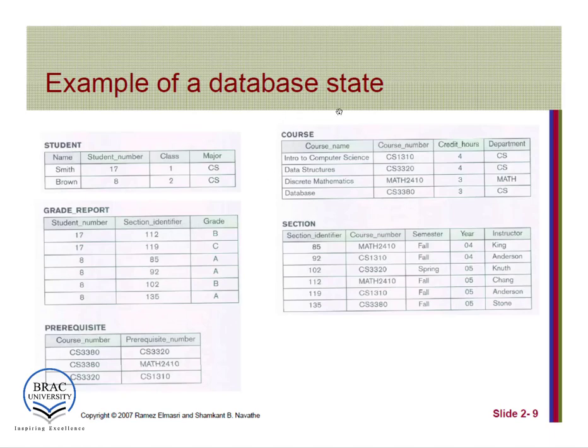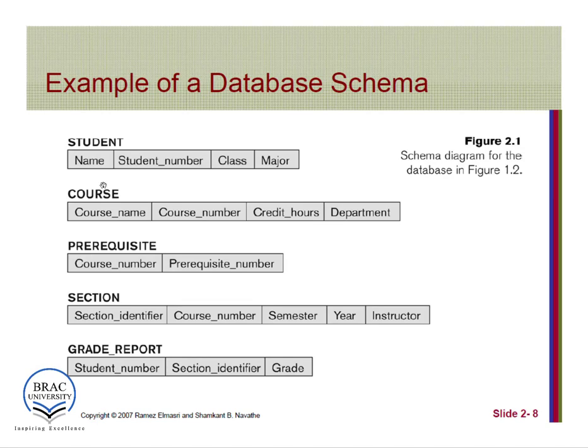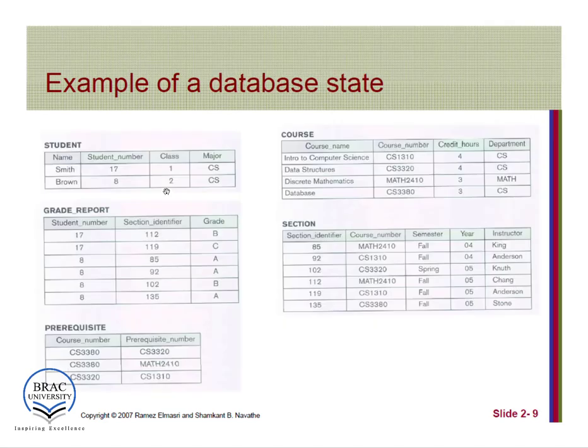Notice that in the database schema, only the structural information is shown, but no data is actually shown. So we don't know who the students are, what the names are. That is not shown in the schema, but that is shown in the database state. Here we can see who the students are, what the name, ID, etc. are.